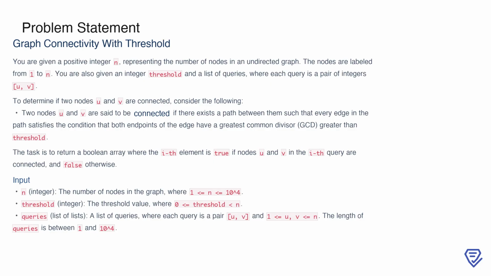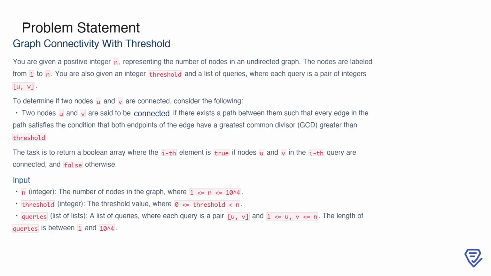The key condition for connectivity is that every edge in the path between the nodes must satisfy a greatest common divisor, or GCD, condition. Specifically, the GCD of the two endpoints of each edge must be greater than the given threshold. The goal is to determine the connectivity of the nodes for each query and return the results as a Boolean array, where true means the nodes are connected and false means they are not.